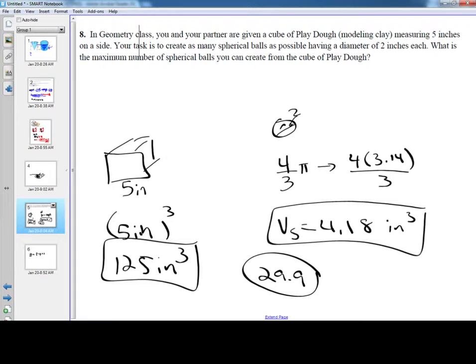That's a 5, right? That's V sub S, the volume of the sphere.